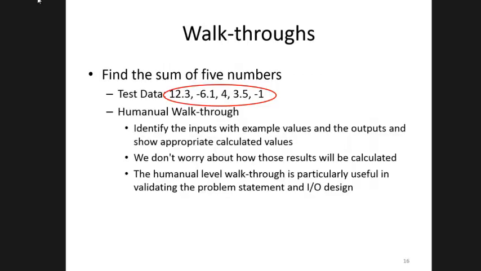Let's pretend that we have the following 5 numbers that we want to input into our program. Keep in mind that for a human-level walkthrough, we are just focusing on what a human user would see. We're not worried about how the computer does its job or the variables, values, or computations that a computer program would need to keep track of. So, let's say we want to perform a test and we're going to input the values 12.3, -6.1, 4, 3.5, and -1. Let's give it a shot.